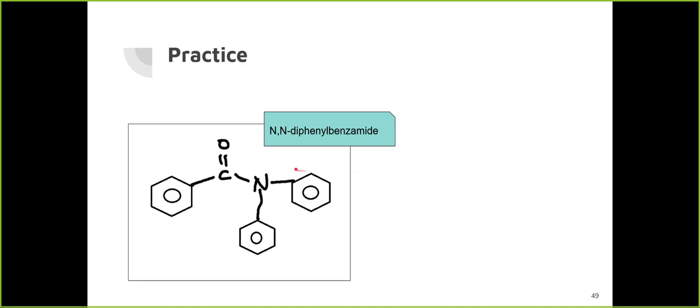Okay, so you've got your benzamide, this whole thing. This is going to be a tertiary amide because you've got two R groups. In this case, they're phenyl groups or benzene rings. So this is N,N-diphenylbenzamide. That was kind of a tricky one.